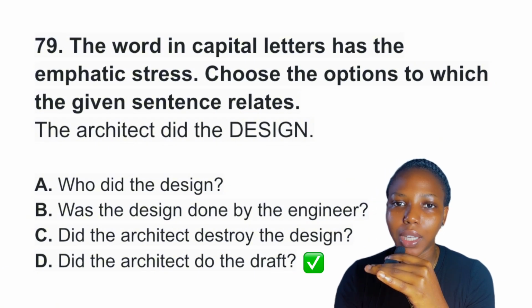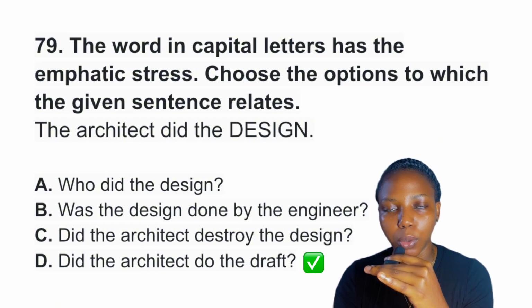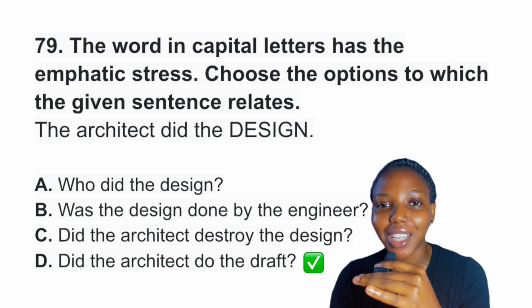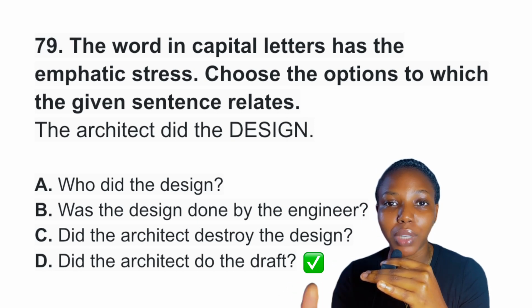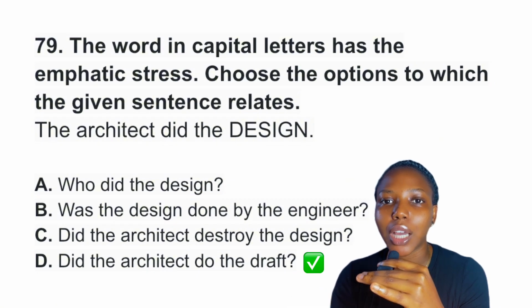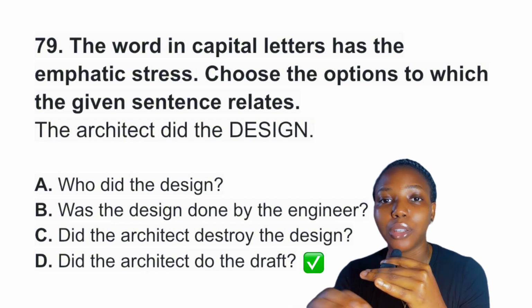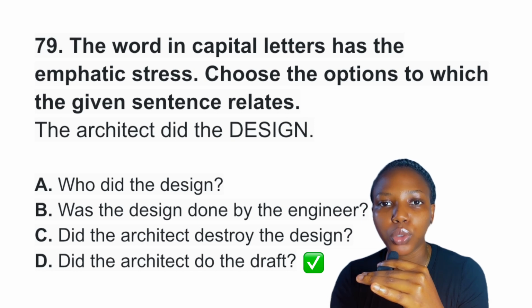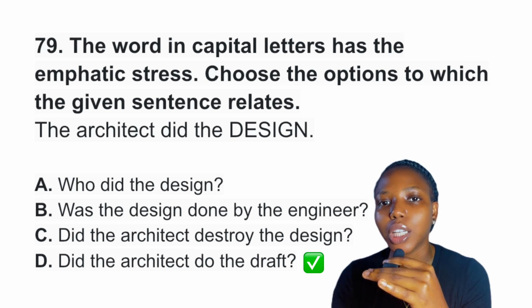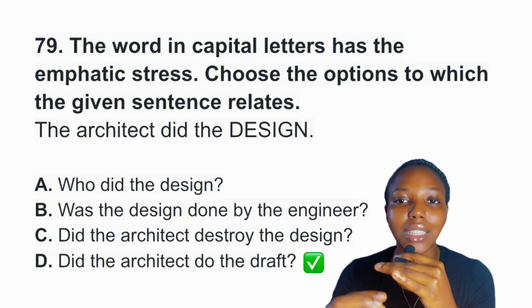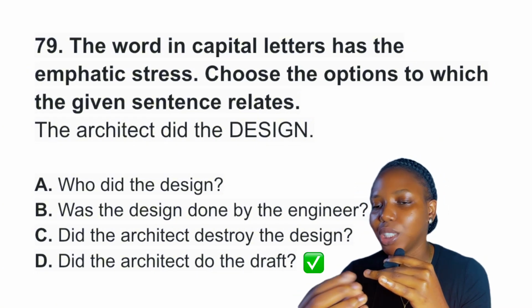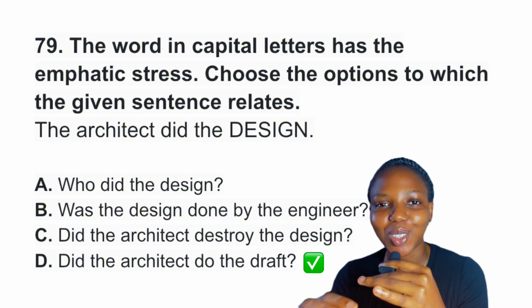As you can see, option A, B, and C use the word design. It doesn't matter if other words are changed or substituted. The main focus, the main word in this sentence, is design. So just look for an option that replaces design with another word. That will show the contrast that we're trying to achieve. Did the architect do the draft? No, the architect did the design. So option D is the final answer to this question.